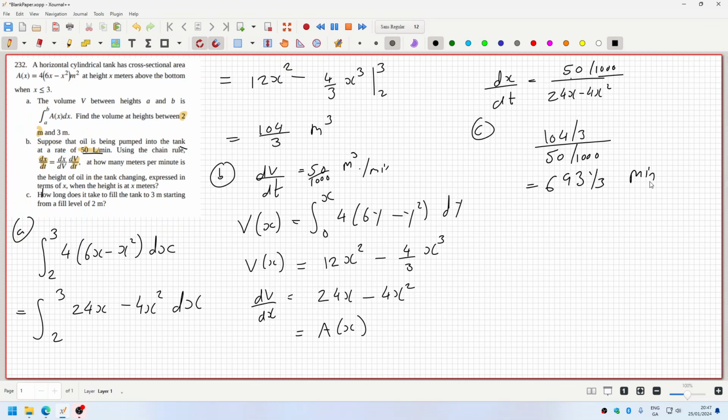50 liters a minute is pretty slow. That means it takes 20 minutes to fill up a meter cubed. And we have like 33 meters cubed. So yeah, that seems about right.